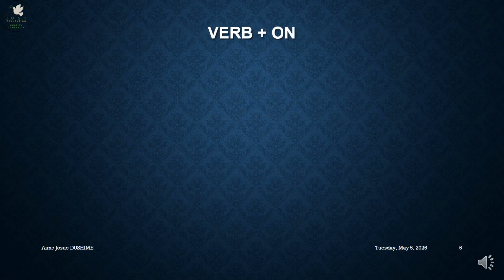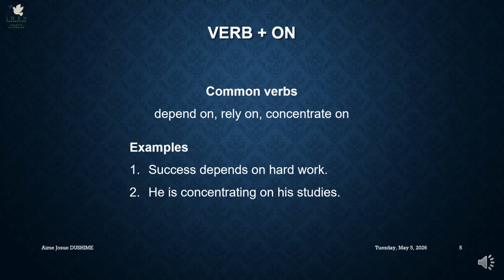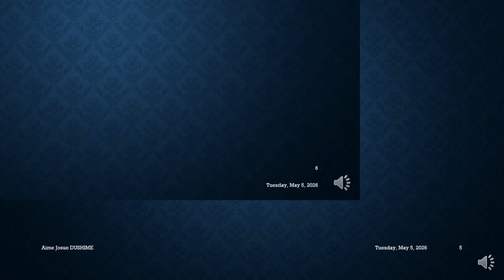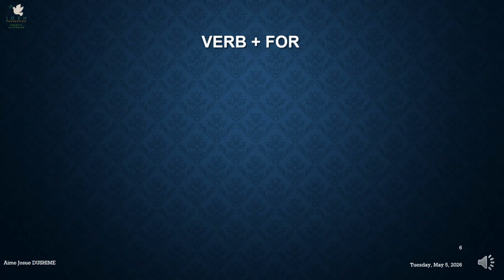Let's see verb plus on. We have many verbs, but let's simply see those which are common, which always go with the preposition on. The common verbs that use the preposition on are depend on, rely on, concentrate on. When you use depend, it should be followed by on. Rely should be followed by on. Concentrate should be followed by on. Success depends on hard work. He is concentrating on his studies.